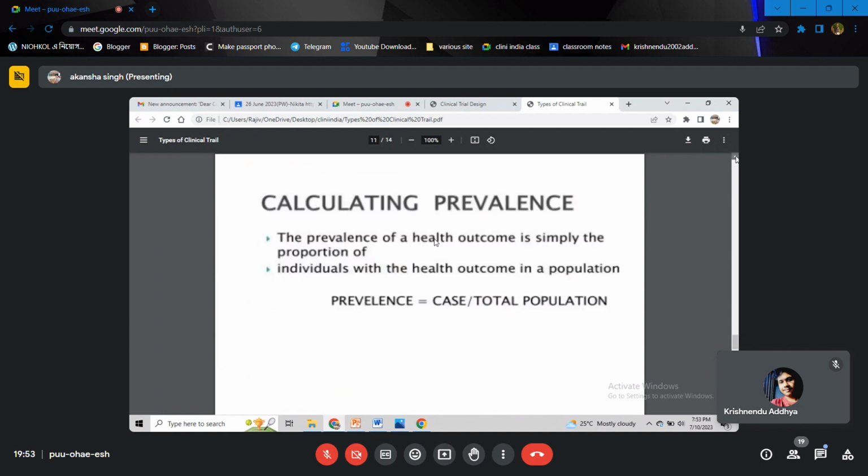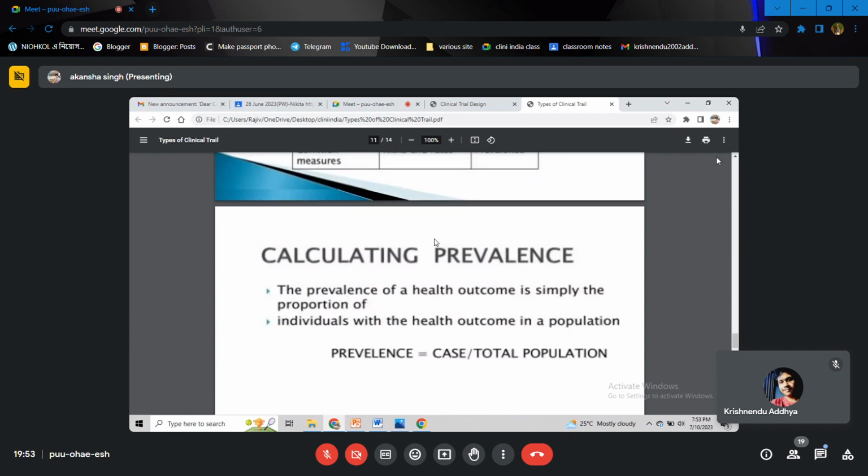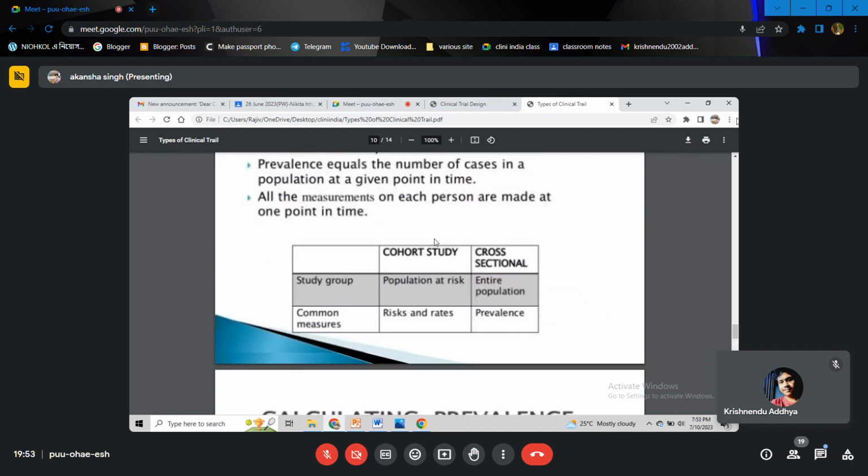Okay. So the prevalence of a health outcome is a simple proportion of individuals with the health outcome in a population. So don't look at this chart, you will get more confused.